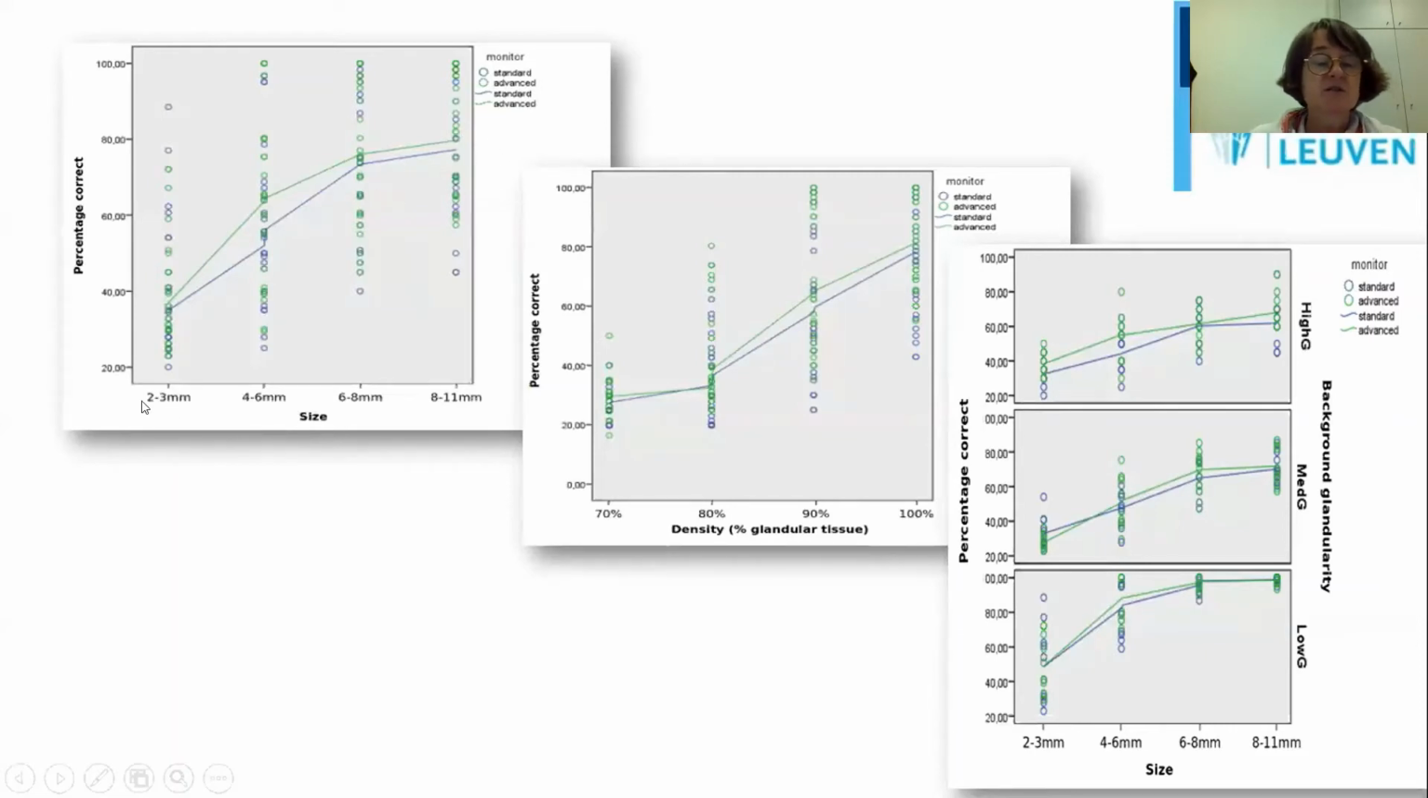And here the nice thing is you can plot this as a function of size. You can plot this as a function of the density of your lesion, and you can also plot it separately for the different glandularities in the background image, where you see, for instance, that when the region of interest was from a very fatty breast, an adipose breast, then the detected fractions were higher, whereas the detected fractions were much lower when the tissue was more glandular.